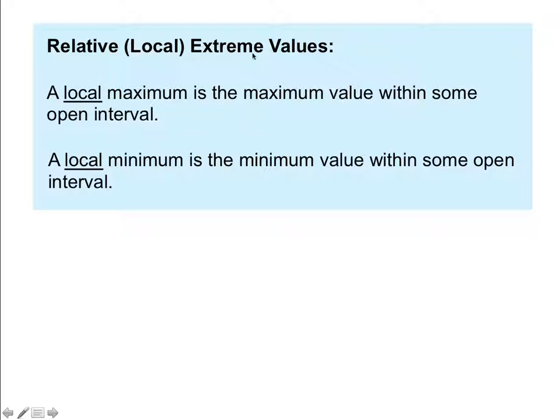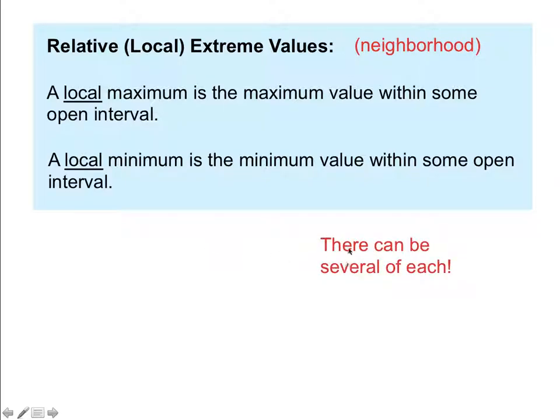So I like thinking about the neighborhood. We're going to look for the biggest in the neighborhood and the littlest in the neighborhood. So that's kind of how I view the local extremes. So let's look at a couple of examples. First of all, there can be several of each. And if we look at our absolute extremes, our biggest of the biggest and our littlest of the littlest, those also can be called locals, but we typically don't refer to them as locals. We refer to them as the absolutes.